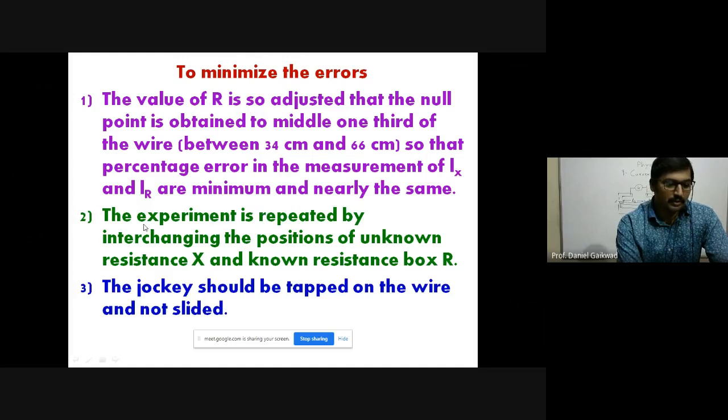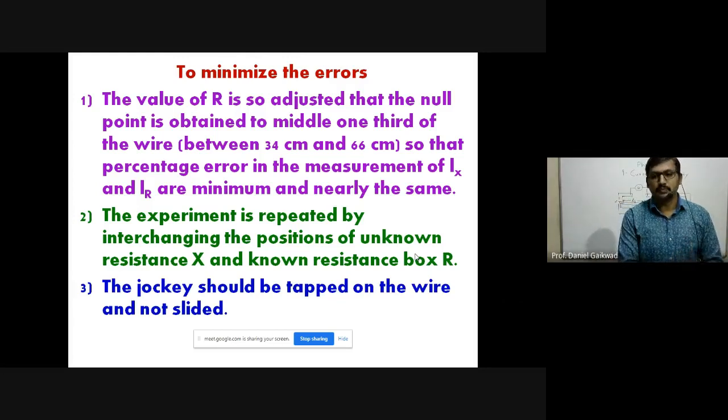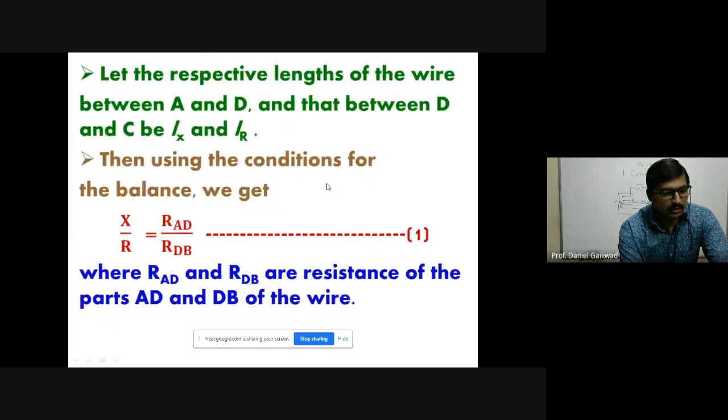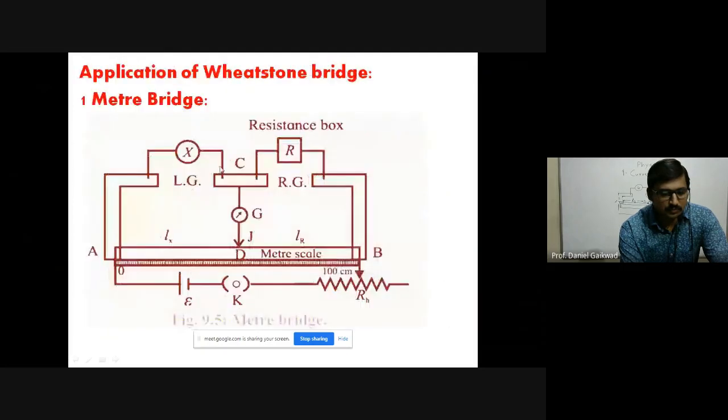Now number second, the experiment is repeated by interchanging the position of unknown resistance X and known resistance box R. So in case of finding unknown resistance in the meter bridge circuit, we can interchange the unknown resistance X and the resistance box R. Let us recall the last lecture's topic. Check the diagram here. See here, this is meter bridge circuit. Already we have explained in the last lecture.